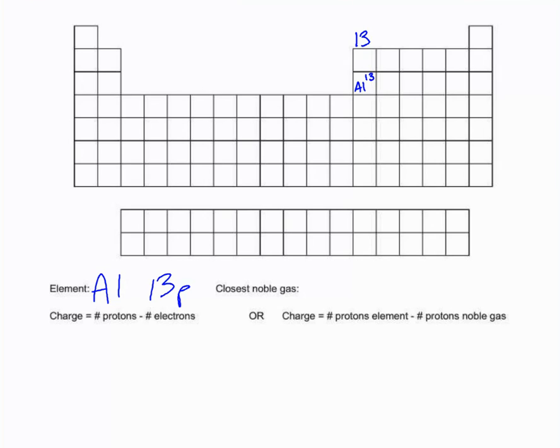The closest noble gas, now this again, you'll have to pay some close attention. You have 2 choices. There's neon with 10, and there is argon with 18. Now, which of these 2 numbers is closer to 13? 13 and 10, they're 3 away. 13 and 18, they're 5 away. So we're going to go with neon for this one. And neon has 10 protons.